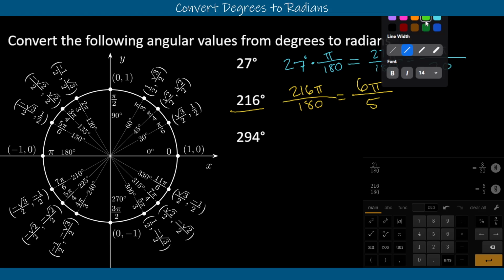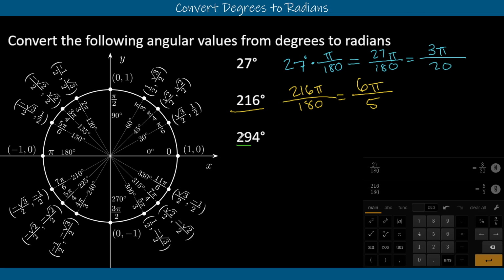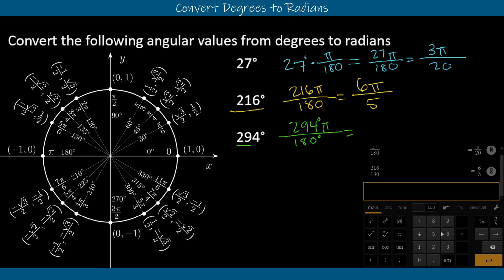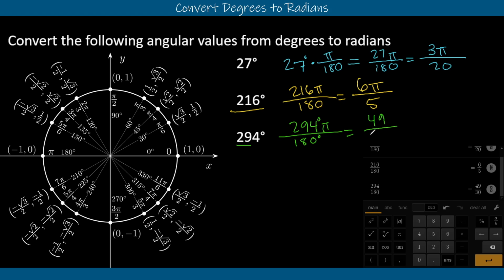So we'll do one more. This last one is 294. We'll say 294 degrees times pi over 180 degrees, and that's going to give us our output. Again, we'll keep that pi off for now until we get our final fraction. 294 divided by 180 gives us a decimal. We'll flip it over and say that's 49 over 30. And our pi goes on top of that, right next to that 49.